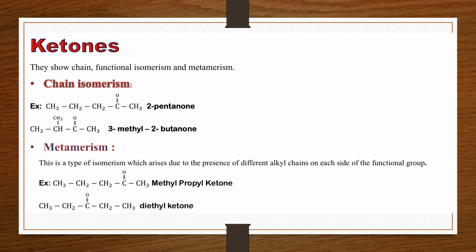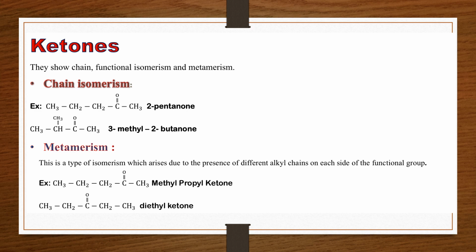CH3, CH2, CH2, C double bond O, CH3. What is it called as? Try to name it. It is called as methyl propyl ketone, because on one side there is a methyl group, and on the other side there is a propyl group. Hence it is named as methyl propyl ketone.